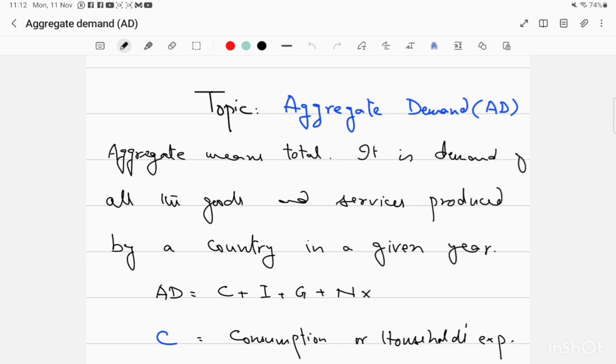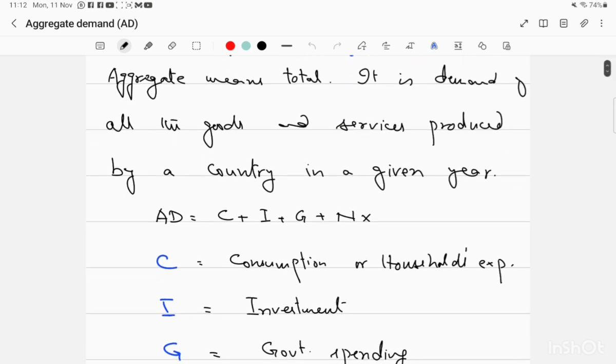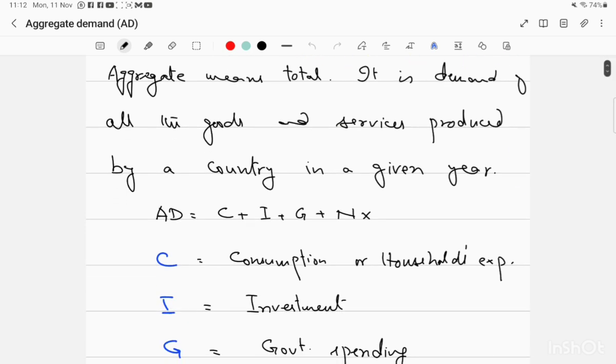Okay, aggregate demand. Aggregate means total. We all know in macroeconomics we study the economic variables at the national level or aggregate level. So this is aggregate demand. It is demand for all the goods and services produced by a country in a given year. You all know aggregate demand or aggregate expenditure is equal to C plus I plus G plus net exports.